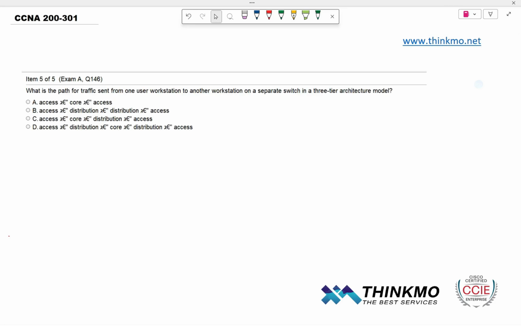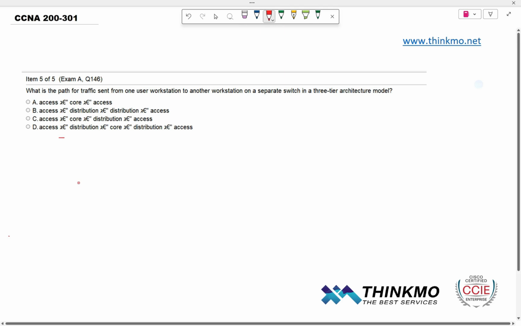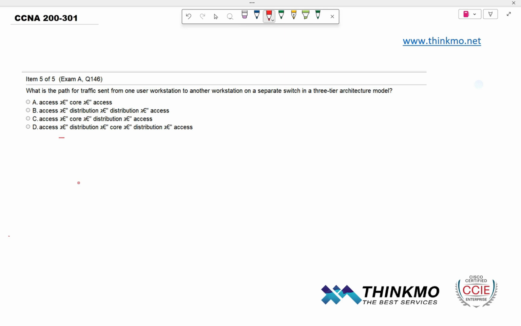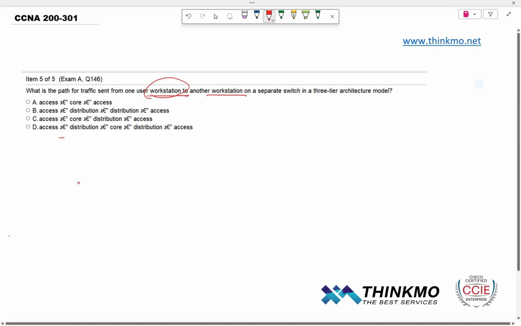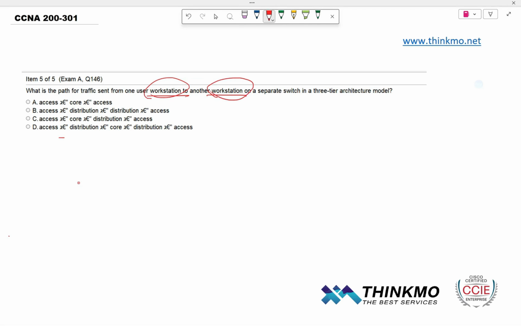In question 5, there are some symbols and letters. These are used primarily for connection purposes. You can think of them essentially as connectors. It asks specifically, in the 3-layer architecture of a campus network, from one workstation to another workstation, how should traffic be transmitted between these two workstations.